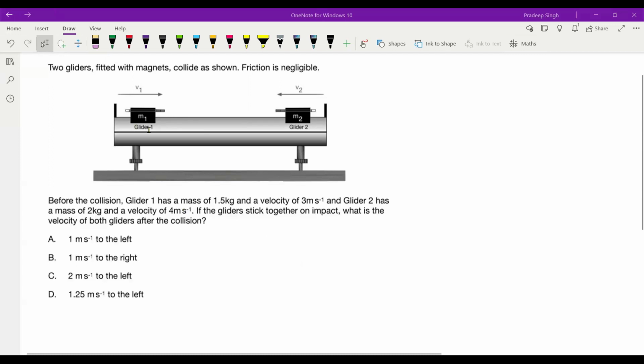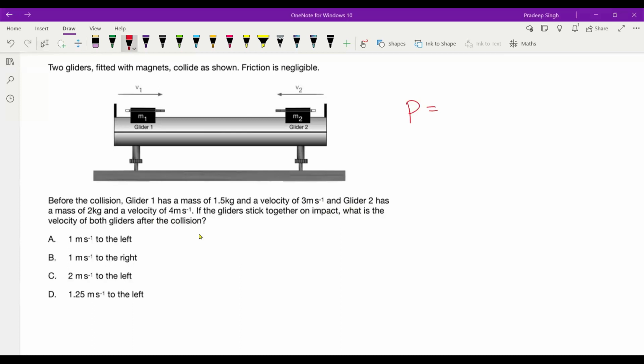In this question, it's given that there are two objects moving towards each other with velocities v1 and v2. What happens after the impact is that the objects, in this case, the two gliders, stick together on impact. And that's the velocity which we want to find. So to solve this question, we will use the conservation of momentum.